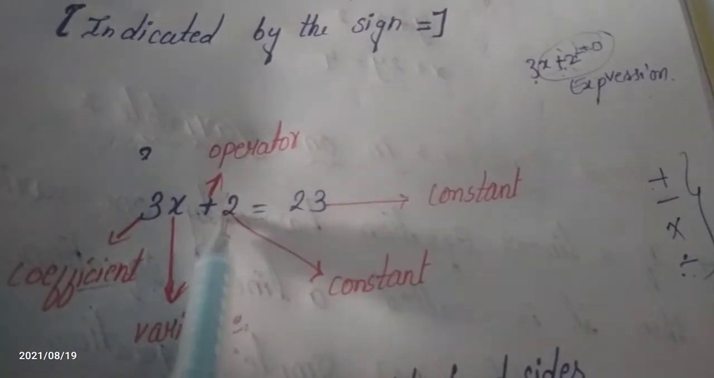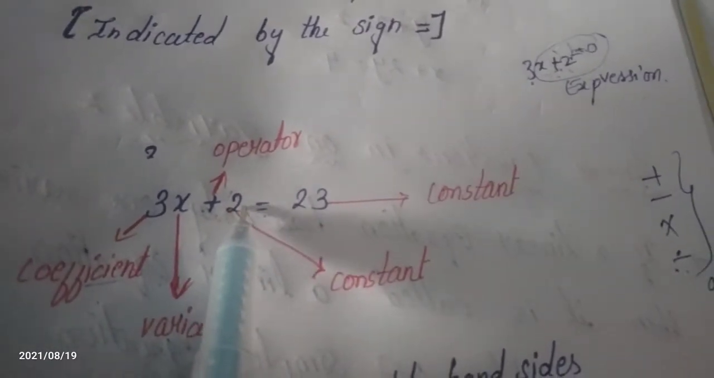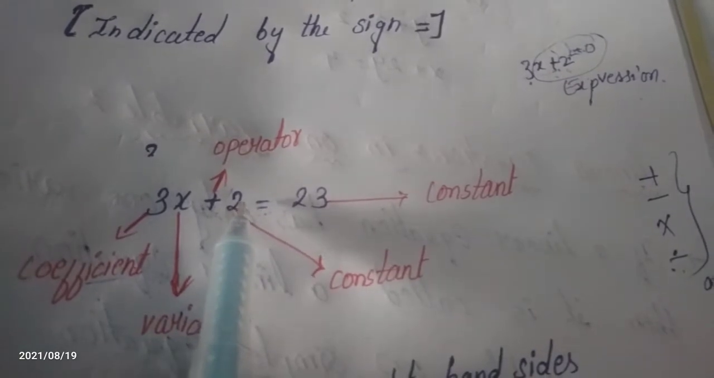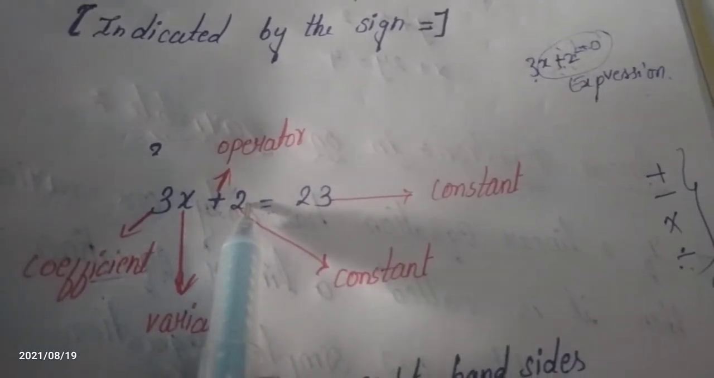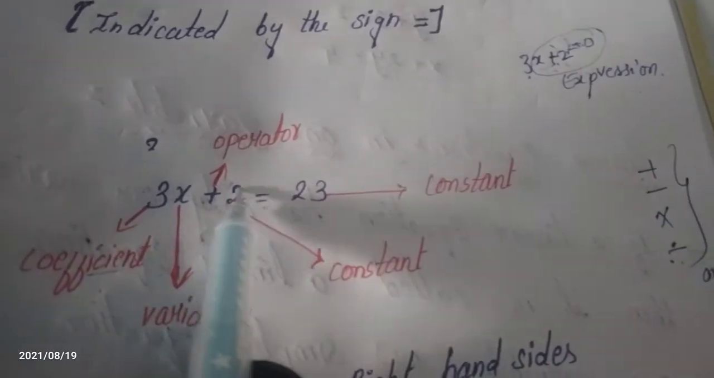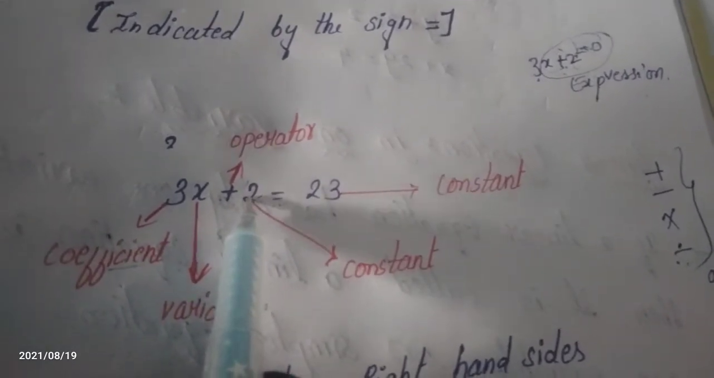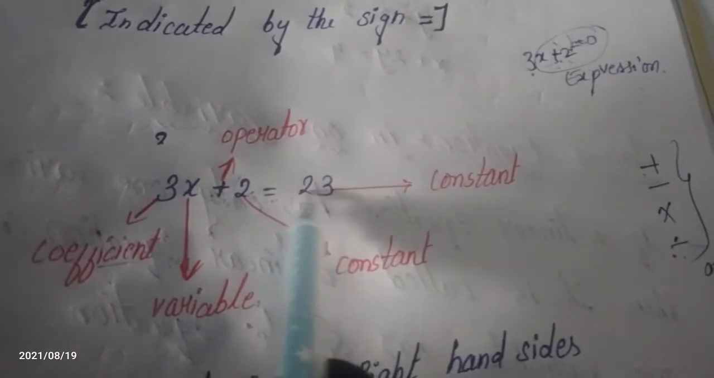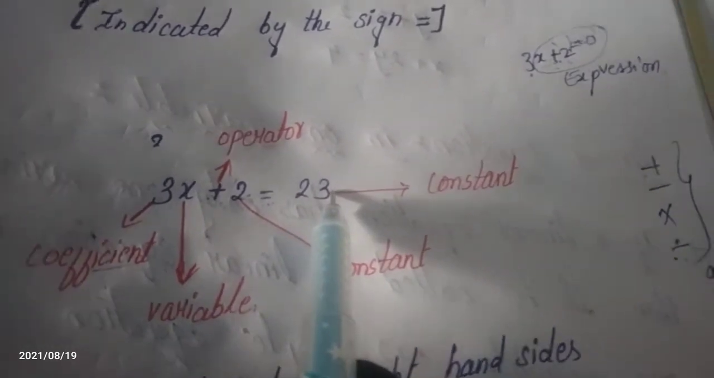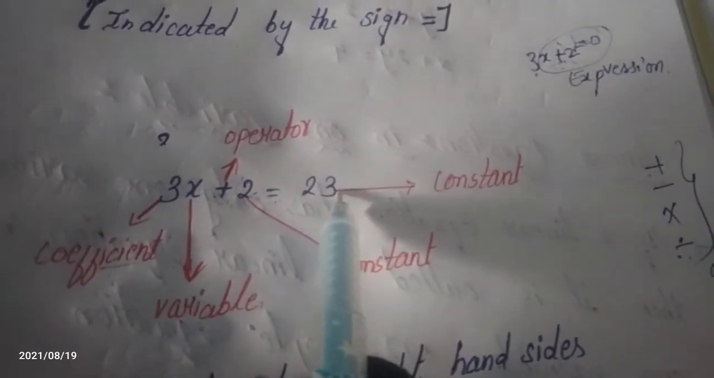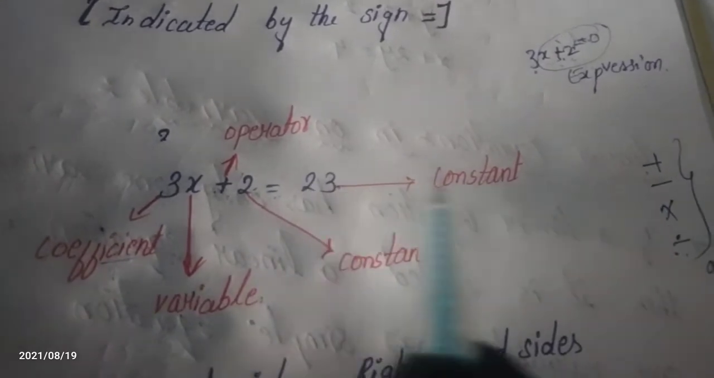What is that? 2 is there. Is there any variable in front of 2? No, there is no variable. That's why it is a constant term. If you don't have any variable, it is a constant term. 23 is there. Is there a variable with 23? No. There is no variable, so it is also a constant term.